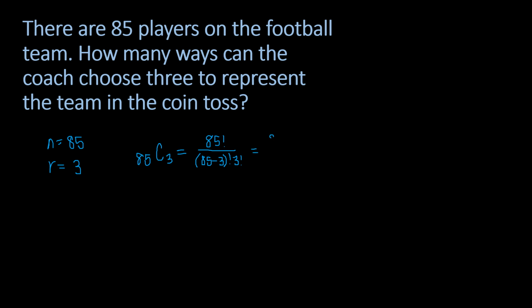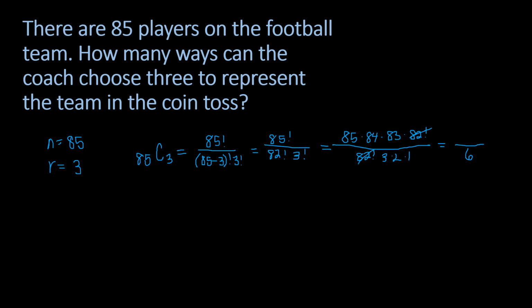Okay, so we simplify. 85 factorial over 82 factorial, 3 factorial. So we're going to draw out our 85 until we hit 82: 85 times 84 times 83 times 82 factorial, over 82 factorial. Those cancel. And then 3 factorial is 3 times 2 times 1. Now, right away, 3 times 2 times 1 I know is 6, but I do not know the top.